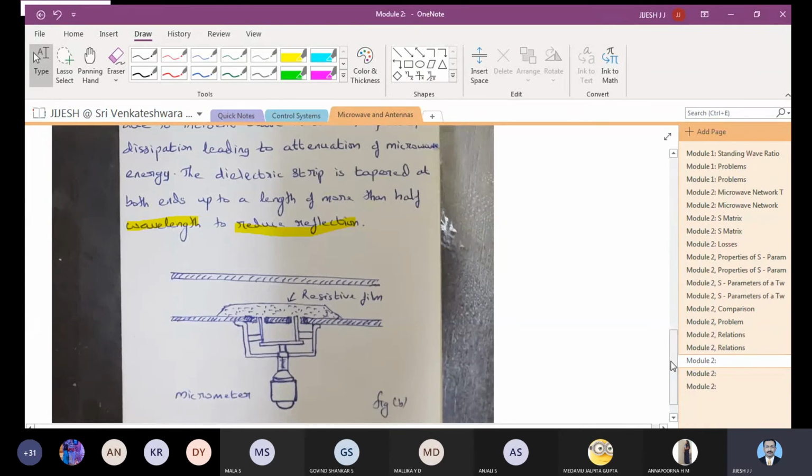So all of you complete that diagram, draw it properly. You need to draw these diagrams even in answer papers, whether internal or external. If you are asked to explain the variable attenuator, draw this figure. So you need to study these diagrams.